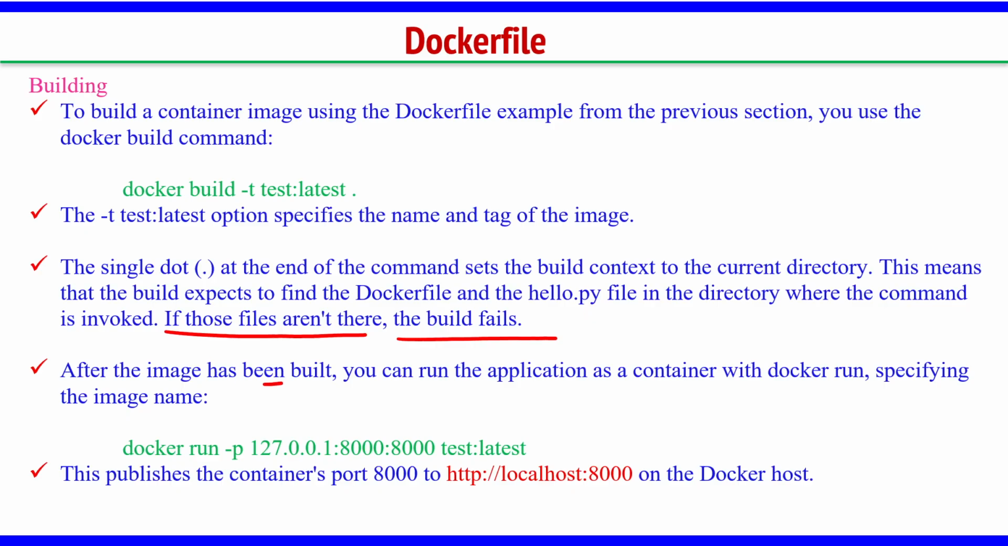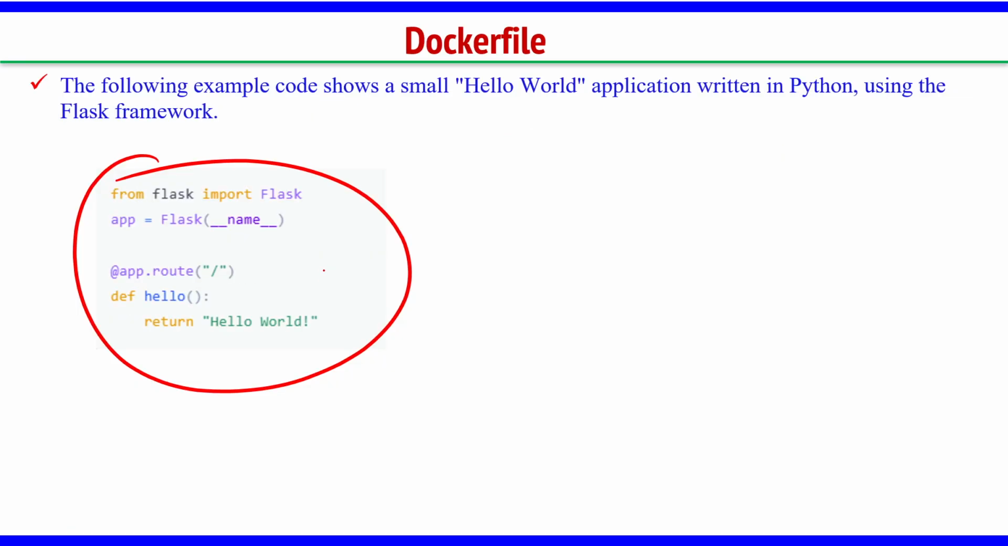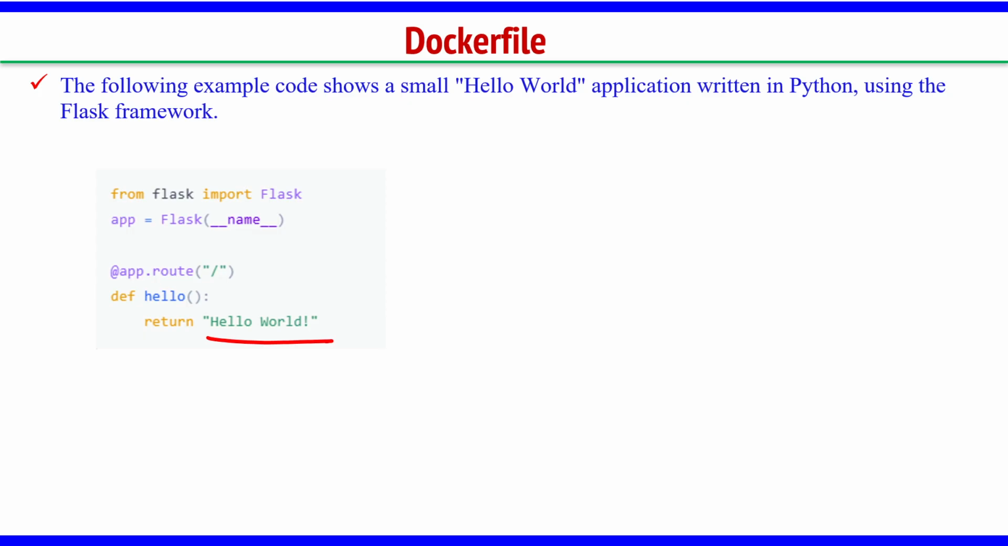After the image has been built, you can run the application as a container with the docker run command, right? See, docker run -p, the IP address and the port, and the name of the image that I am giving here. That's it. Now you go to the browser and open http://localhost:8000, and you can see the output of the Python code there. Whatever is there in hello.py, you can see Hello World as the output.